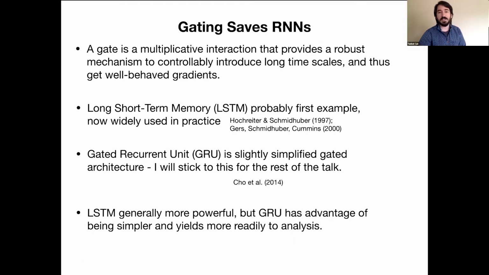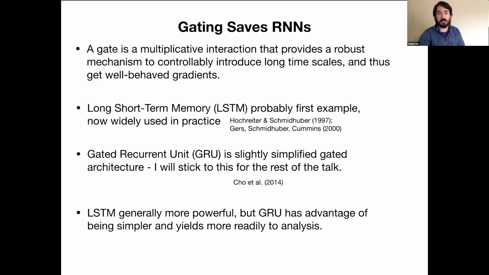So what is a gate? A gate is just a multiplicative interaction that provides a robust mechanism to controllably introduce long time scales and thus control gradients. Before I describe it mathematically, I'll just list some history of gating in RNNs. Probably the first example of a gated RNN architecture is long short-term memory, and this is maybe the most popular example. It's still widely used right now with only maybe minor alterations from its originally proposed form.